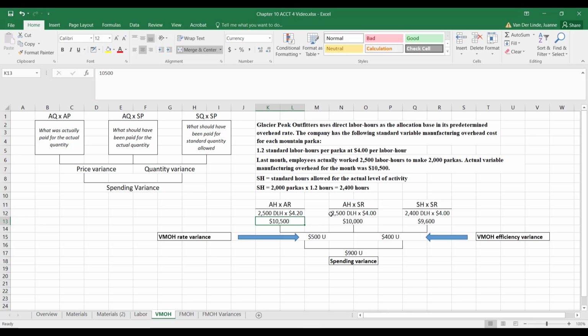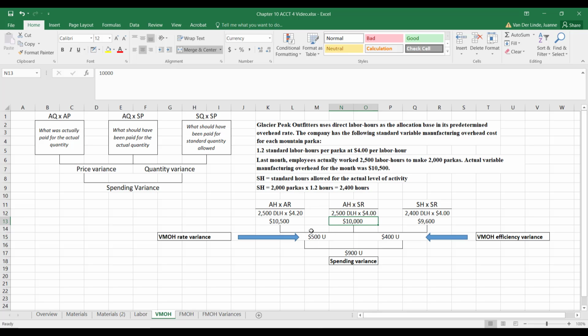So we're going to compare that 10,500 to the actual hours times the standard rate. So we're going to take those actual hours of 2,500 hours and multiply it by what should have been incurred per direct labor hour in terms of variable overhead. So the standard rate for variable overhead is $4 per direct labor hour. So if we actually use 2,500 direct labor hours, that means we should have spent about $10,000 in terms of variable overhead. So let's compare what we actually spent to what we should have spent when having that many hours. So we can see here we spent $500 more than we should have based on standards.